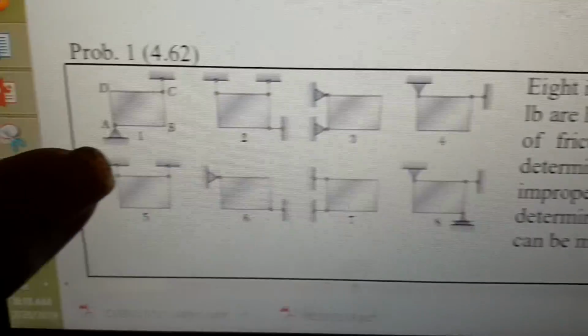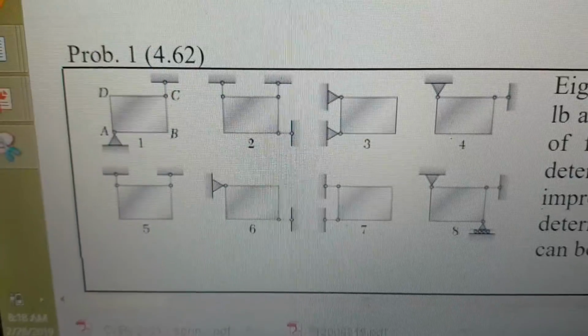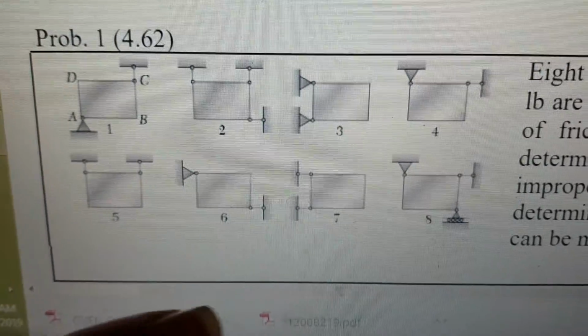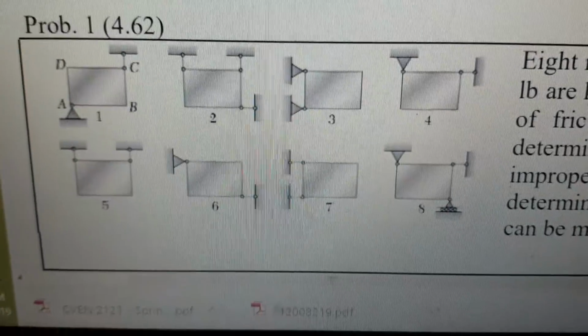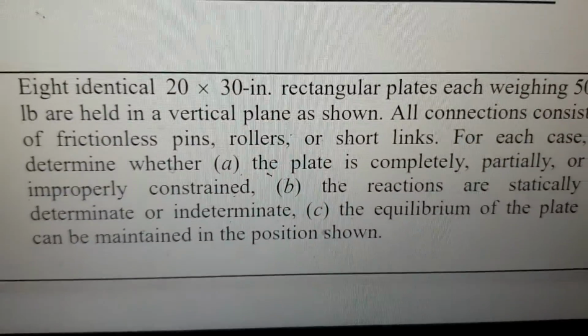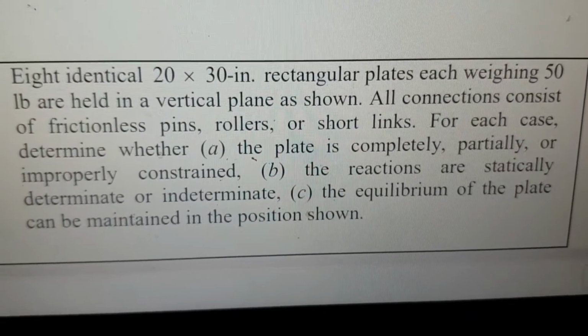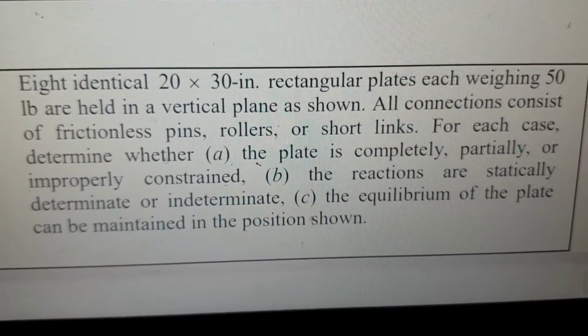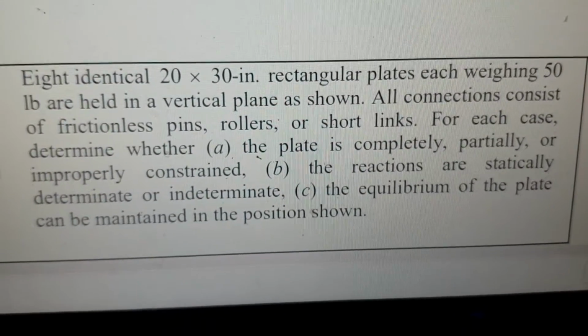Look at this. Here there's a pin, and here there's a tension. And sometimes you'll find a roller. Here, roller. See? This one has a roller. So all connections consist of frictionless pin, roller, or short links. For each case, determine whether the plate is completely, partially, or improperly constrained.